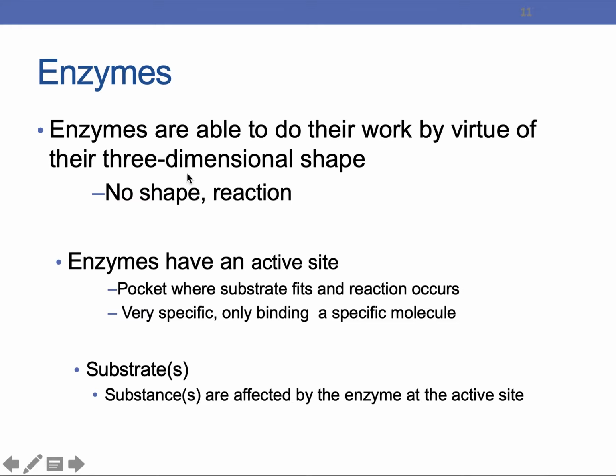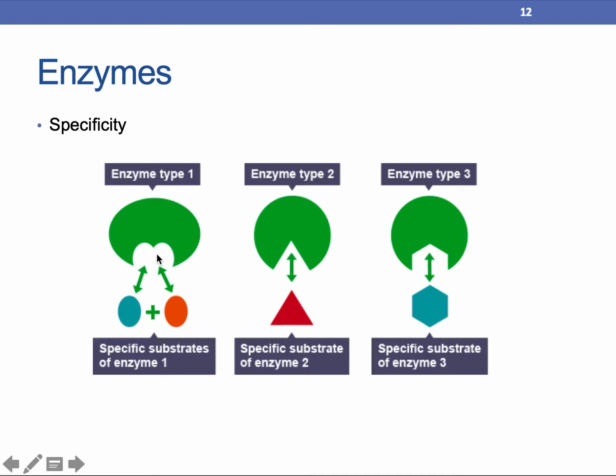So no shape, no reaction. If their shape is destroyed, they are not as functional as they should be. Enzymes then will have an active site, like the example that I just gave in the unfolded and folded enzyme. They are very specific in terms of the molecules that bind to them. Now, molecules that are attached to enzymes and therefore are affected by these enzymes at their active sites are known as substrates.